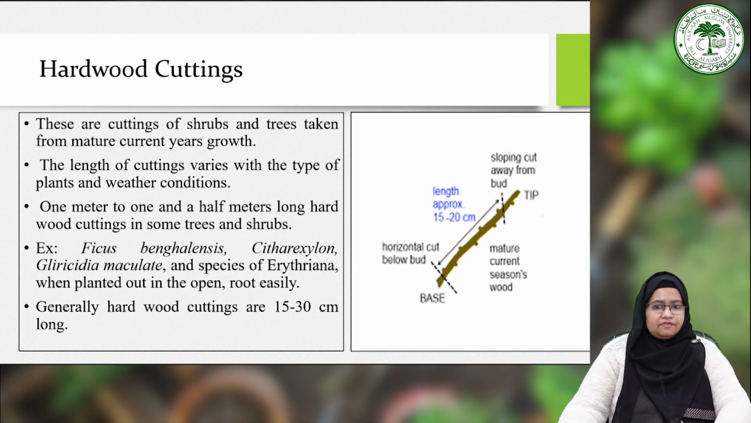The last type of stem cutting is hardwood cutting. These are cuttings of shrubs and trees taken from mature current year's growth. The length of cutting varies with the type of plant and weather condition.